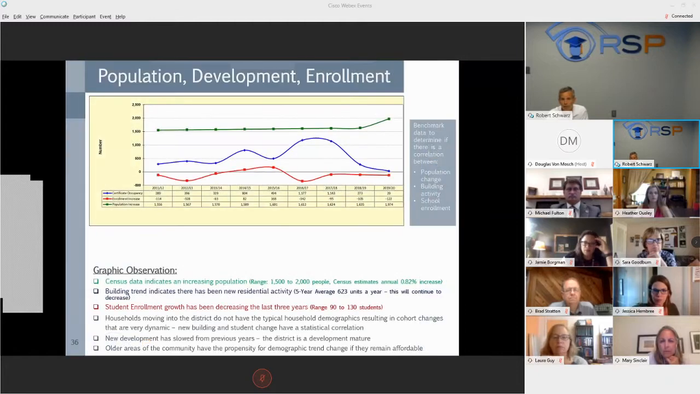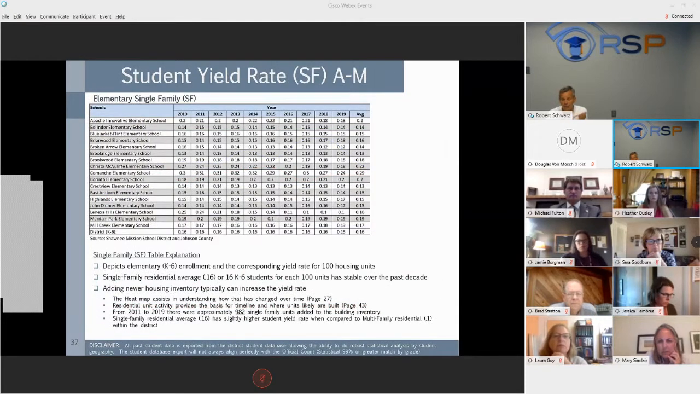With developments, our focus has been what's been happening with census data, with new people, households moving into your district, what we're seeing with building activity, and what that means with the actual change of enrollments. The cool thing about Shawnee Mission School District, you're a very mature district, so some of these changes with new inventory don't have nearly as large an impact as your existing housing inventory. We look at things with your yield rates. How many students do we get for every 100 units?